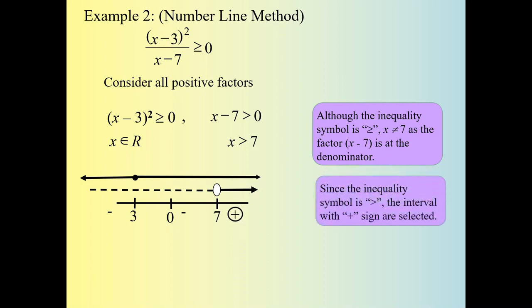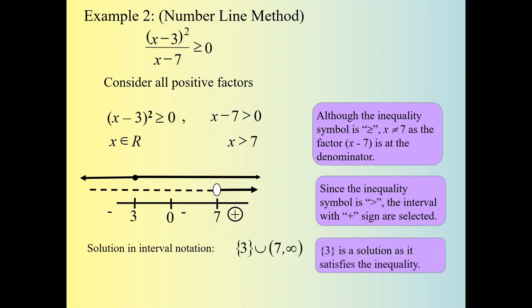Since the inequality symbol is greater than, the interval with positive sign is selected. So the solution in interval form will be {3} union (7, infinity). Take note that 3 is a solution as it satisfies the inequality greater than or equal to 0.